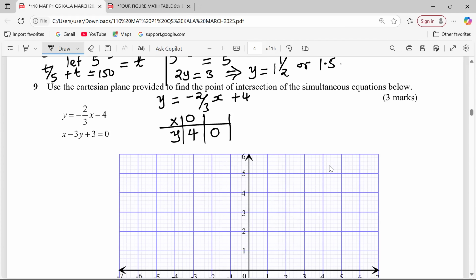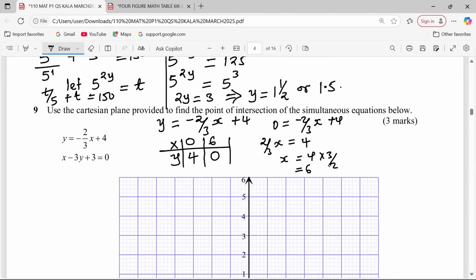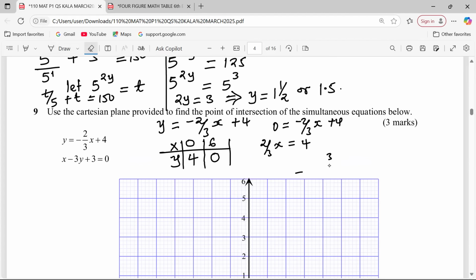Then what about when y equals to 0? The same equation becomes 0 equals to negative 2 over 3 x plus 4. So we remain with 4 and have 2/3 x coming to this side. So that to remain with x, we multiply by 3 over 2 both sides. So this is going to be 6. That's how we are supposed to work it out. You just find the intercepts that way.